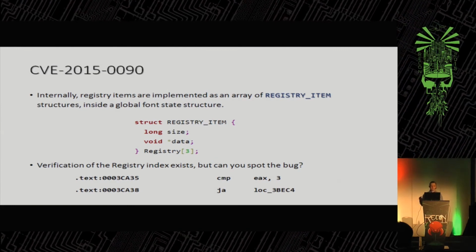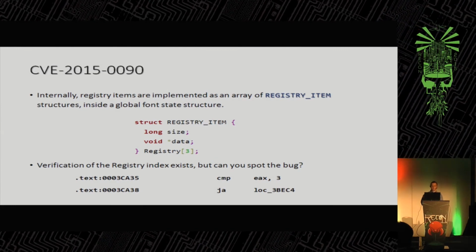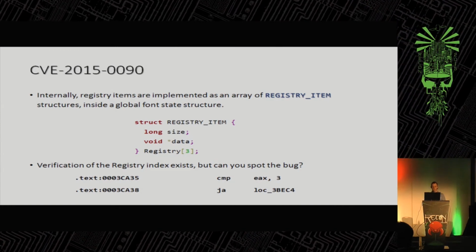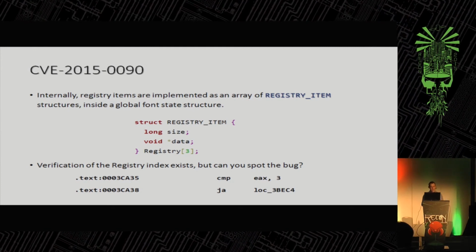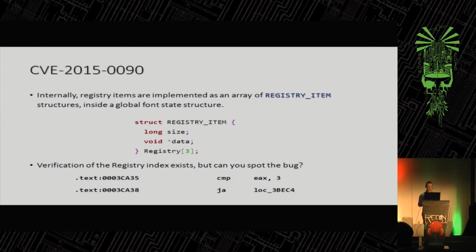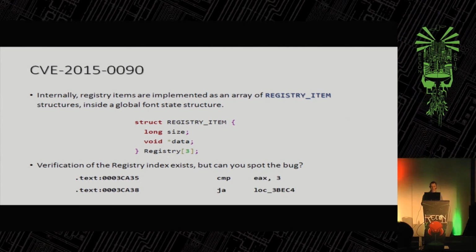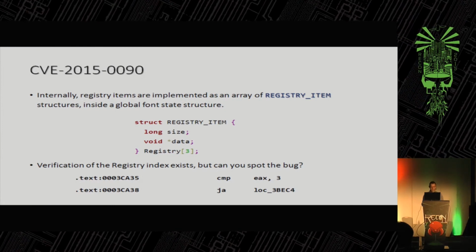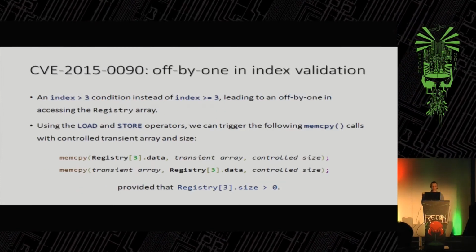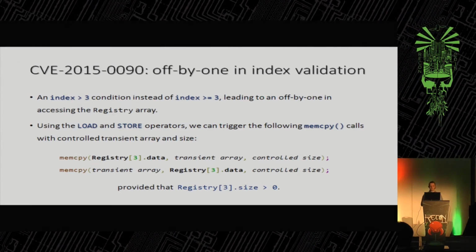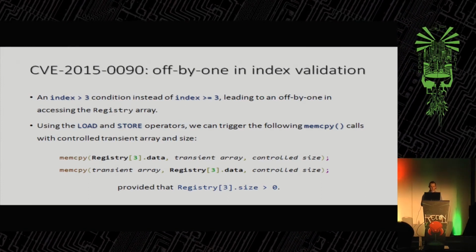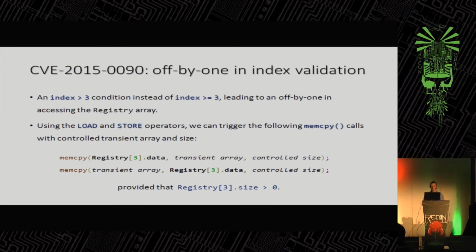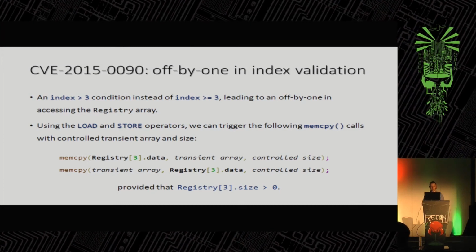Internally, the registry items are stored as a 3-item array of registry item structures. We just store the size of the item and the pointer to the item. And the verification of the registry index does, of course, exist, because the bugs are not that trivial. But can you spot the bug here in the listing? Obviously, they are checking whether the index that we specified is larger than 3, but they really should check whether it is larger or equal to 3, because the only valid indexes are 0, 1, and 2. So this is a one-by-one vulnerability in accessing the registry array.